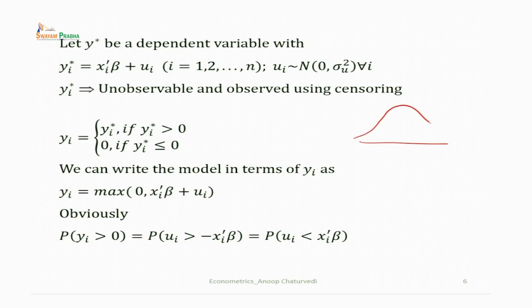And then for the normal distribution, say suppose this point is minus xi transpose beta. So, you have to consider this probability, this area. Then this area is the same as the area towards this side. So, this probability, ui greater than minus xi transpose beta, is equal to the probability ui less than xi transpose beta.